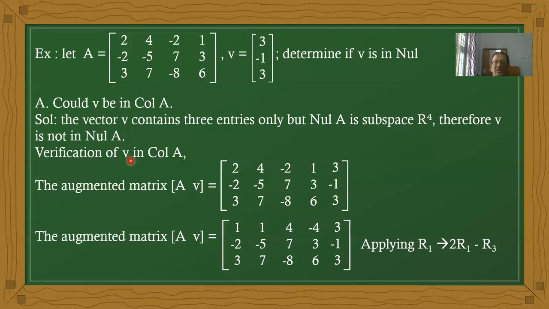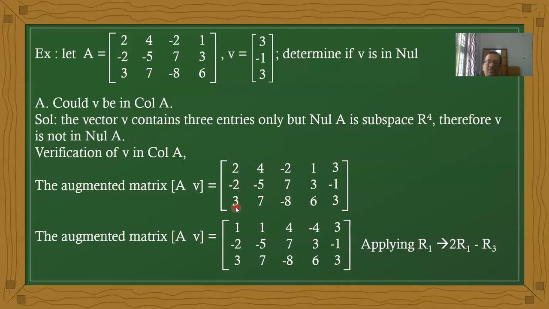Now, next verification, whether V is in column A or not. What is the condition? If the system contains solutions, then we can say V is in column A now. First I am taking the augmented matrix now, A and V. In the complete matrix, the first 4 columns represent the A matrix and the last one represents V.